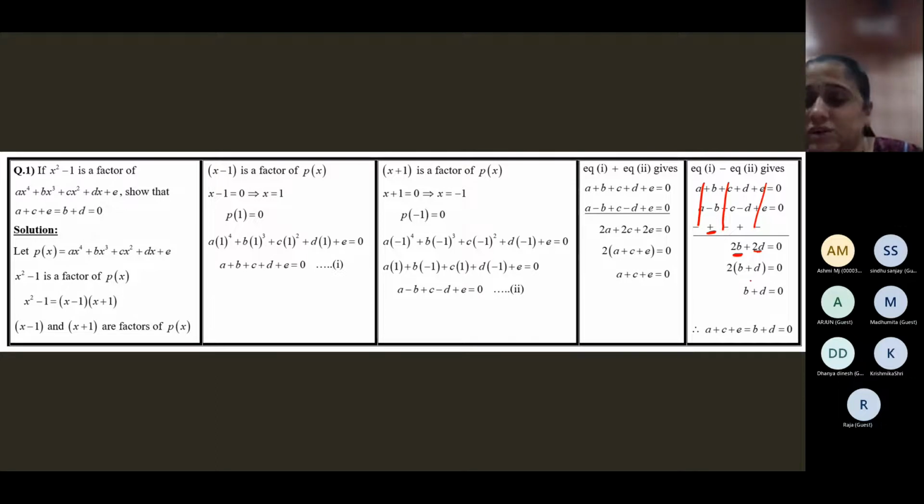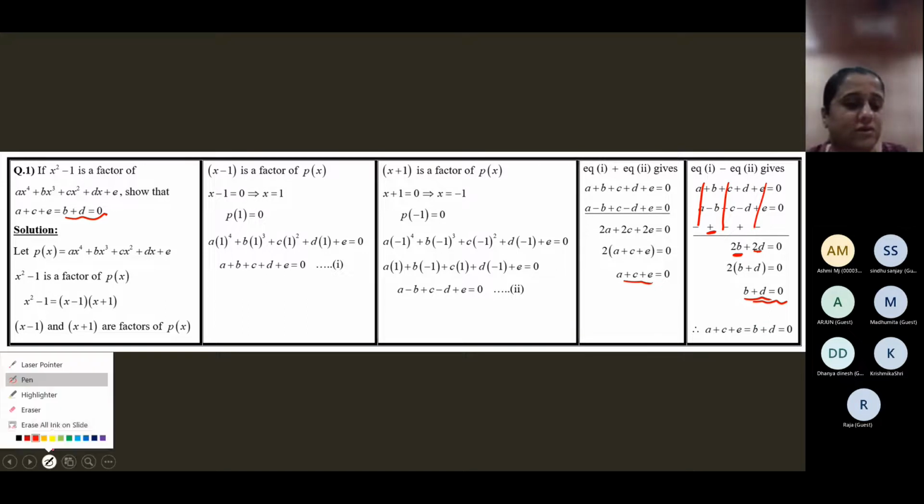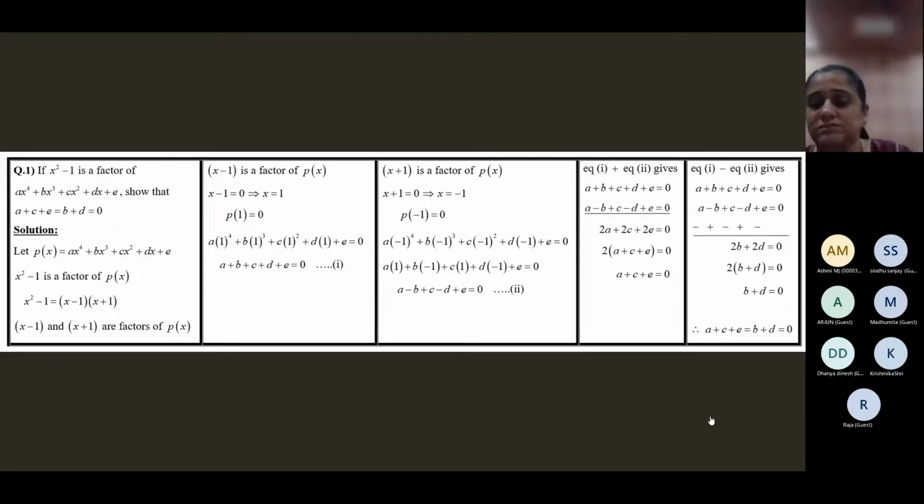Bracket b plus d is equal to 0. Then 2 goes for division. So 0 by 2 is 0. So b plus d is 0. So we also proved that b plus d is 0. That means a plus c plus e is equal to b plus d is equal to 0. Take down, children. Write down quickly.